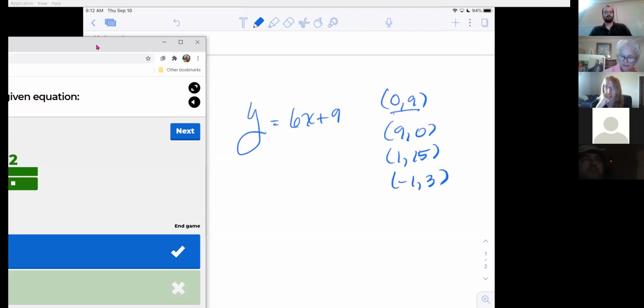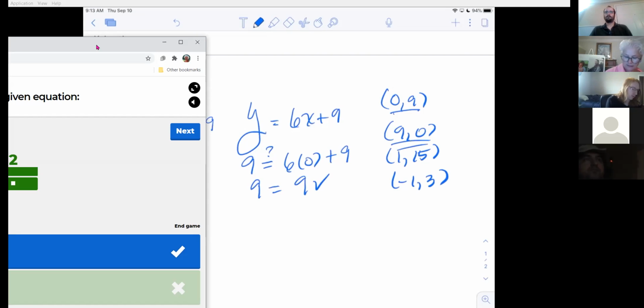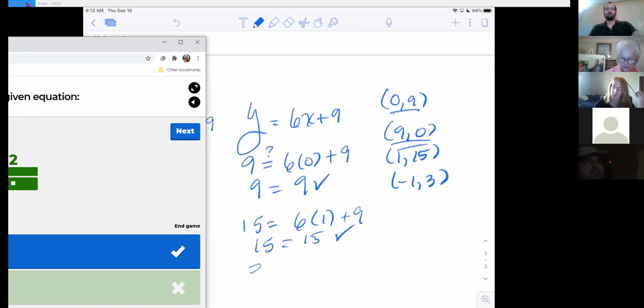Okay, so this one, (0, 9): does 9 equal 6 times 0 plus 9? It does. Then this one here, (9, 0): does 0 equal 6 times 9 plus 9? And that does not, right? 0 does not equal 63. So that would be the one. All the rest of them will work. What was it? (1, 15): does 15 equal 6 times 1 plus 9? It does. Does 3 equal 6 times negative 1 plus 9? It does.